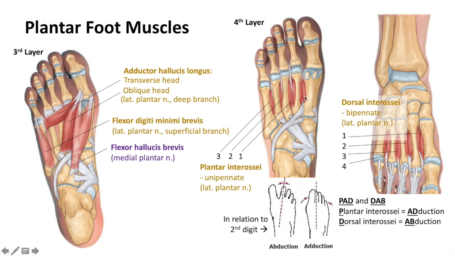So this is unipennate, as you can see there one side, where these are bipennate, so you can see that they're located on 2 sides. So remember, we've got our PADs and our DABs. So plantar interossei adduct, dorsal interossei abduct.